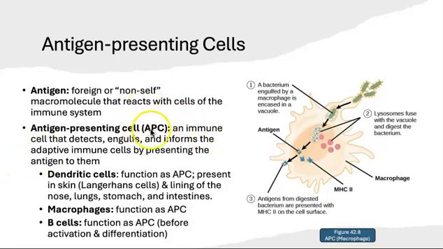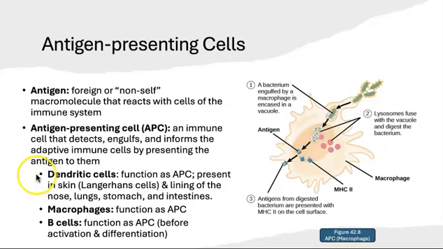Now, back to our APCs. These are specific immune cells that are able to detect pathogens, engulf them, and also, by way of what we're going to soon learn about an MHC molecule, inform our adaptive immune cells by presenting that antigen that it took off of the pathogen to the immune cells. So we have three main antigen presenting cells.